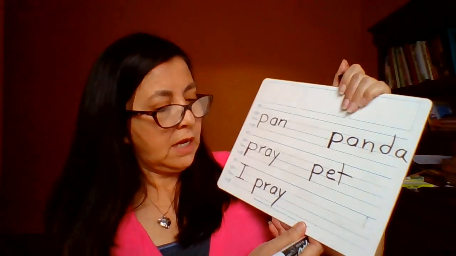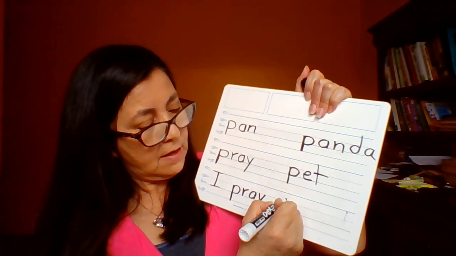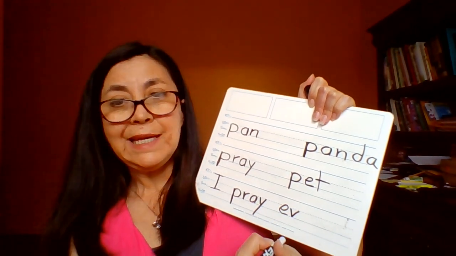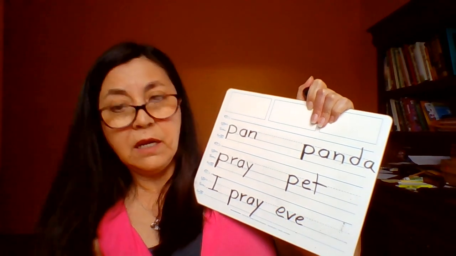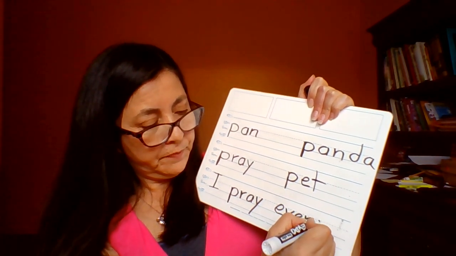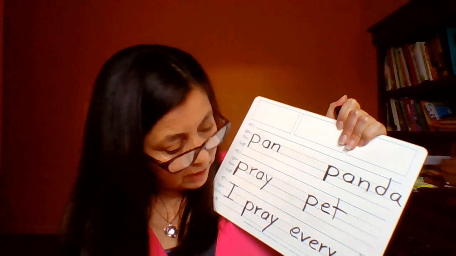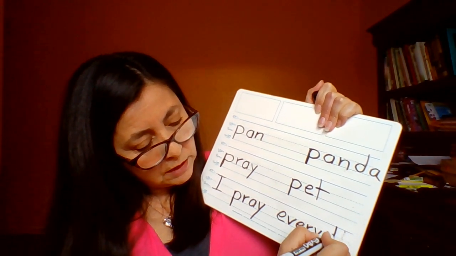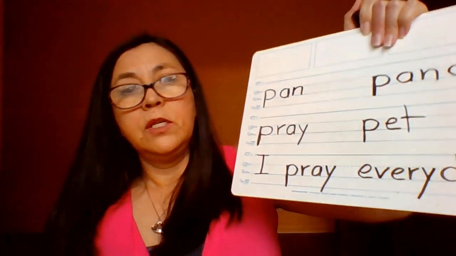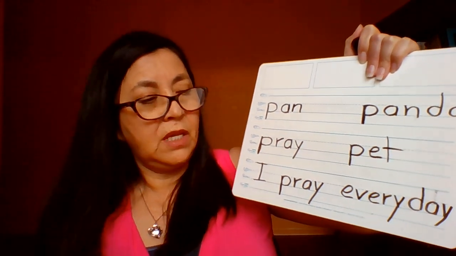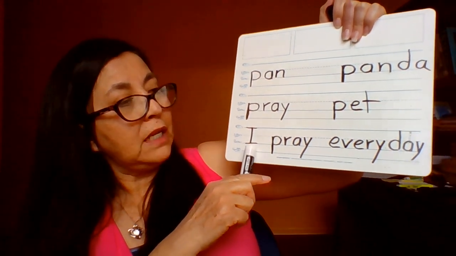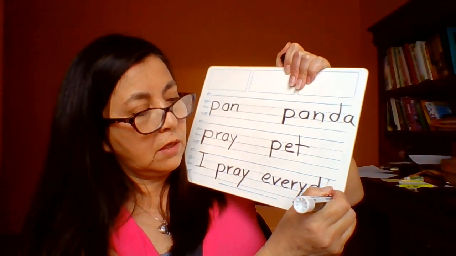Every day. Let's see if we can write every day. V. Letter V. Good job. Every day. So we write the word day. A. Okay, so let's read it. I pray every day. We are missing something because it's a sentence. So capital letter and we need a period here.